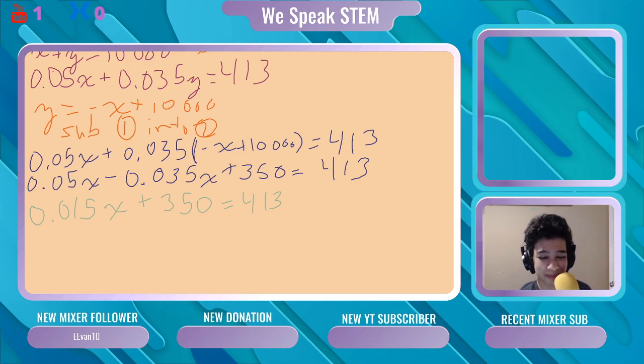Okay. We really don't have much space to work with, so let's try to do this in as little work as possible. Minus 350. We're going to get 0.015. That's a really small number. 0.015x is going to be 413 minus 350 equals 63.